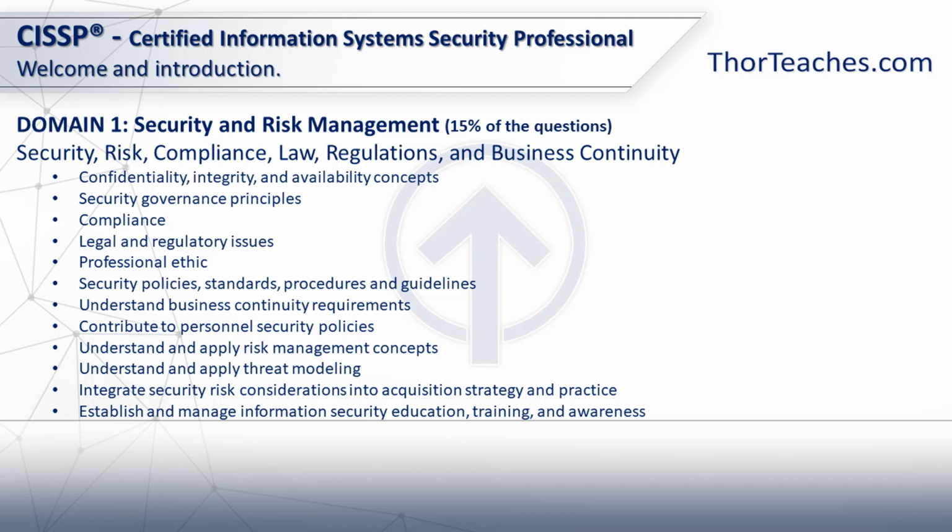In Domain 1, we're going to be looking at security, risk, compliance, the laws we have to follow, the regulations, and our business continuity. We'll be covering confidentiality, integrity, and availability, or the CIA triad, security governance principles, compliance we have to follow, the legal and regulatory issues, our professional ethics, the security policies, standards, procedures, and guidelines we need to adhere to, who makes them, and how we implement them.